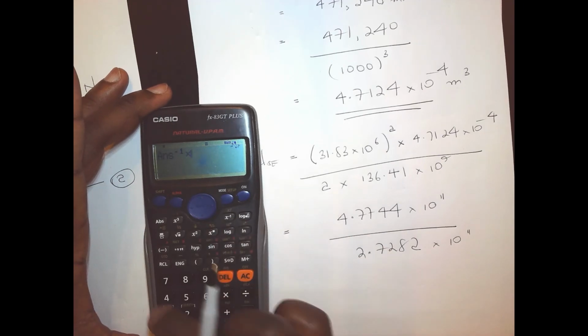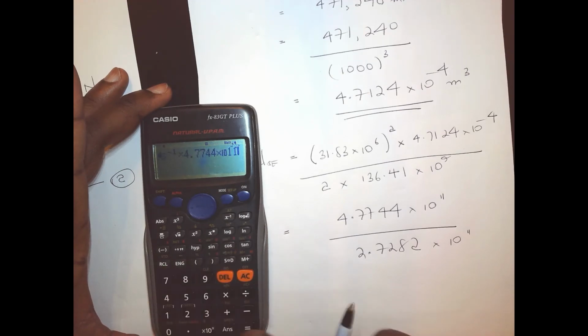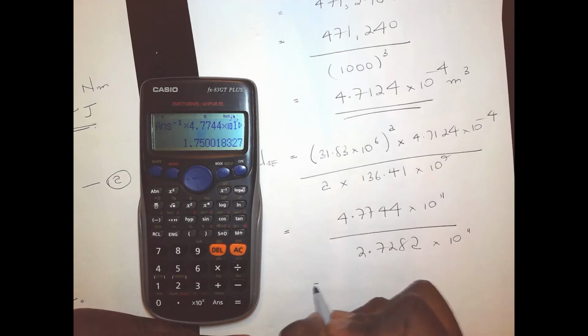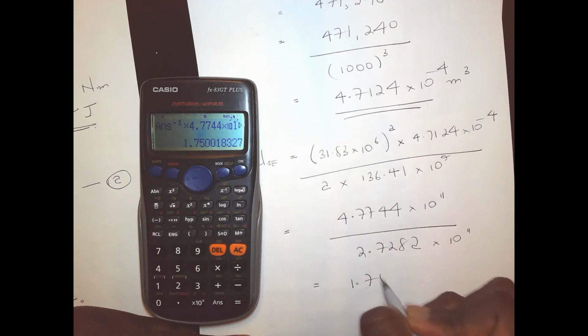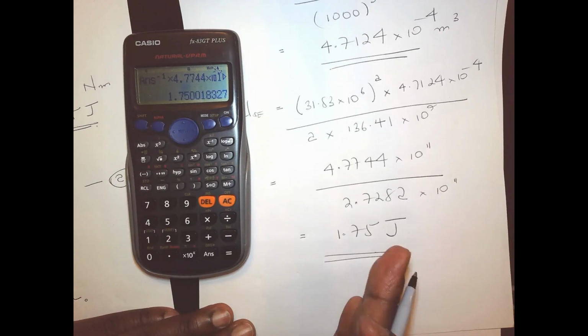Inverse times 4.7744 times 10 to the power exponent 11, and that gives 1.75 joules. So either method will give you the same result. Okay?